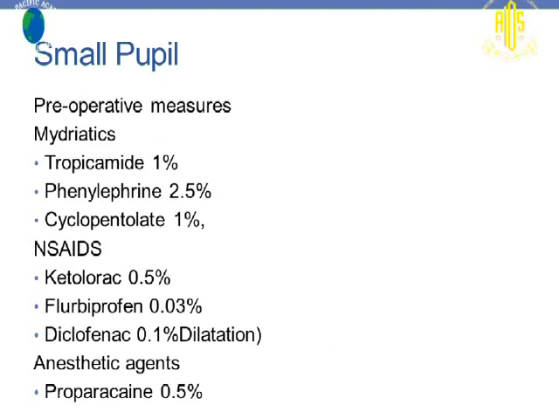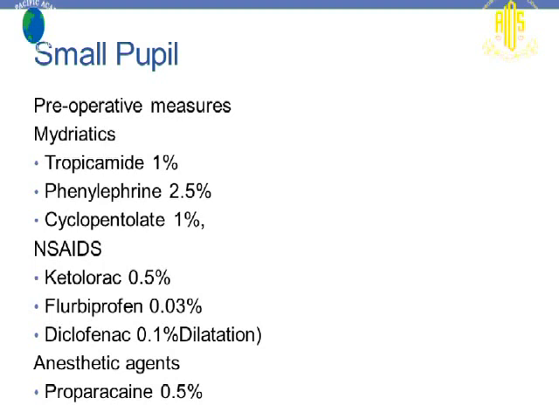Preoperatively, various measures can be taken. It is preferable to dilate the pupil on the day of the surgery, with mydriatics such as tropicamide, phenylephrine and cyclopentolate. We avoid dilating one day prior to surgery. For persistent intraoperative mydriasis, NSAIDs have been advocated, such as ketorolac, flurbiprofen and diclofenac.